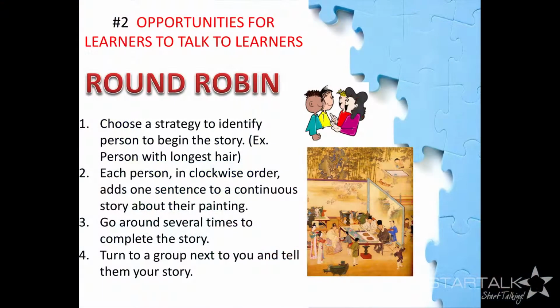Now, each person in clockwise order, like going around the clock, is going to add a sentence to a continuous story about the painting. It's completely open-ended, or if you wanted to, you could give some parameters. It could be just a description, using words and phrases for novices. It could be short sentences if you're at the intermediate level. Advanced could do paragraph length as you go around. But for time purposes, let's just do a very simple sentence, 1 or 2 sentences.